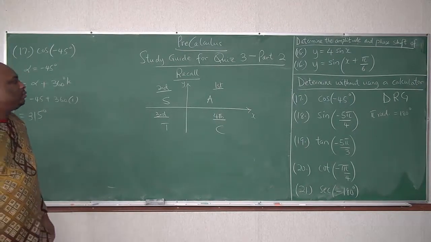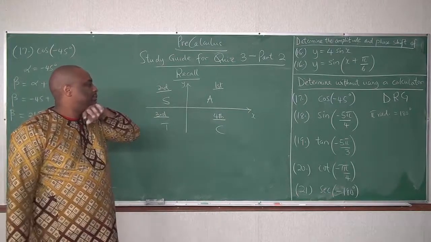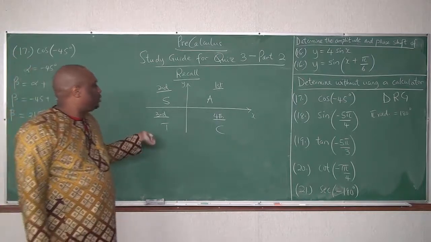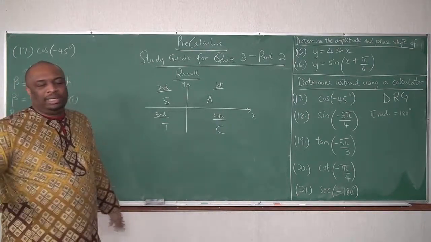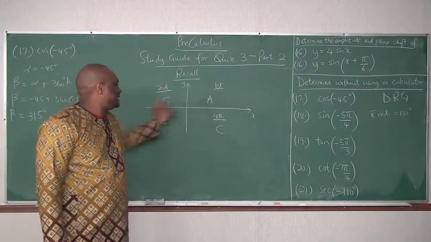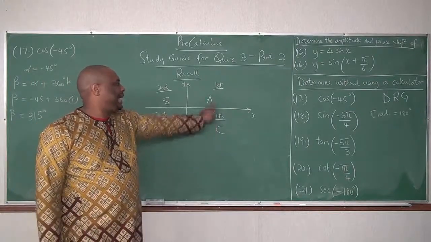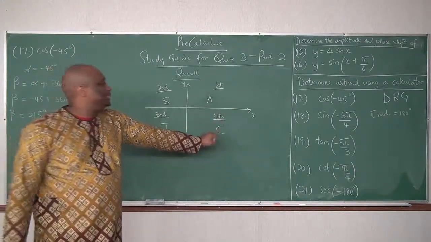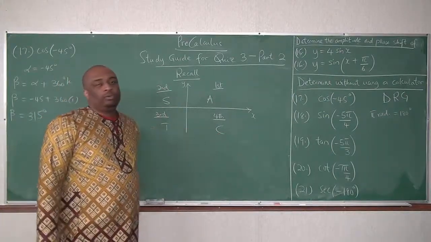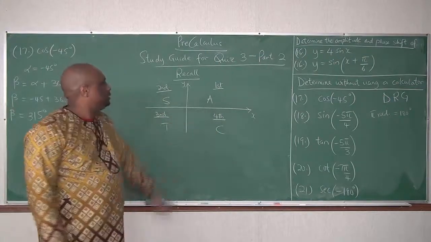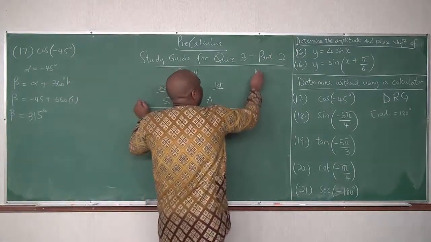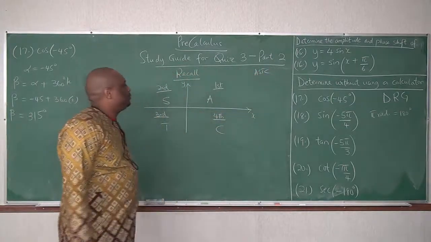In the first quadrant, all are positive. Second quadrant, only the sine is positive. Third quadrant, only the tangent is positive, and then fourth quadrant, only the cosine is positive. ASC, or some people will say CAST, if you're going counterclockwise from the fourth quadrant. I call it ASC. But some people will say CAST.